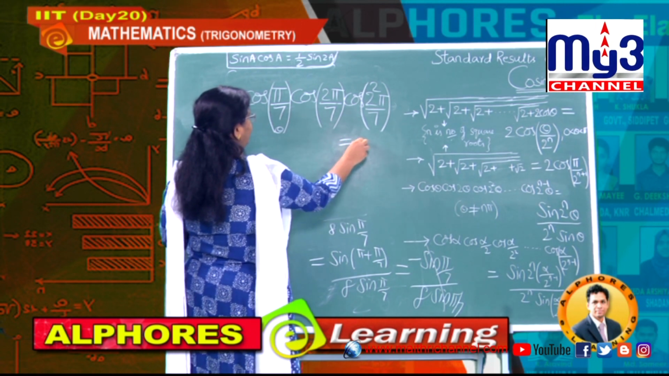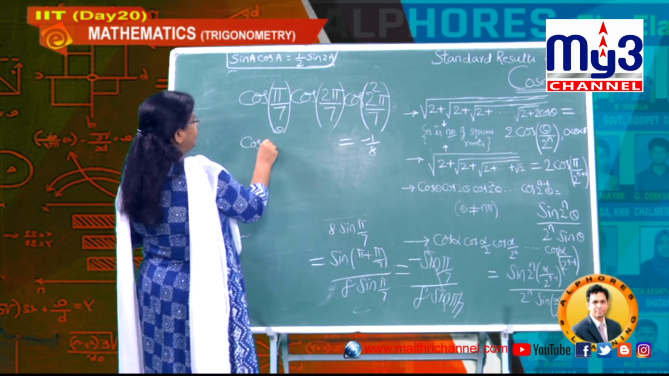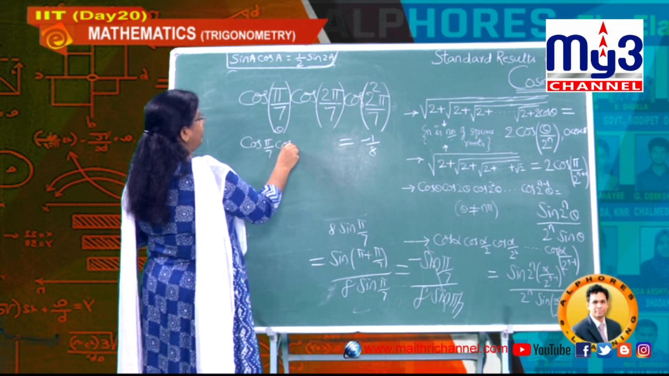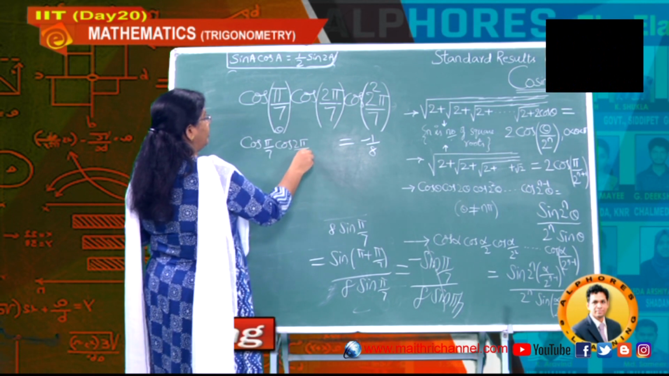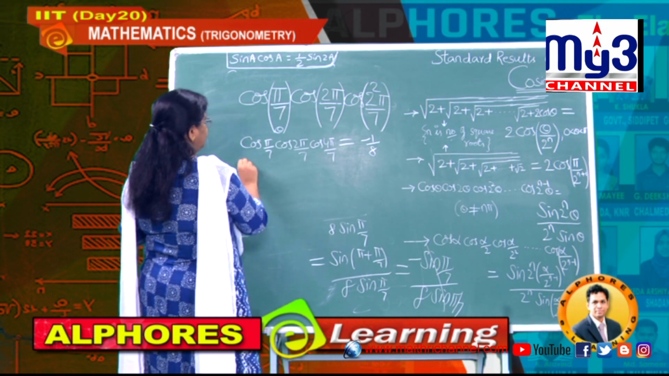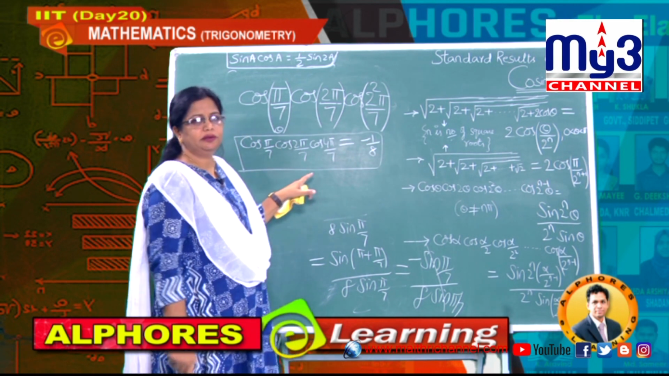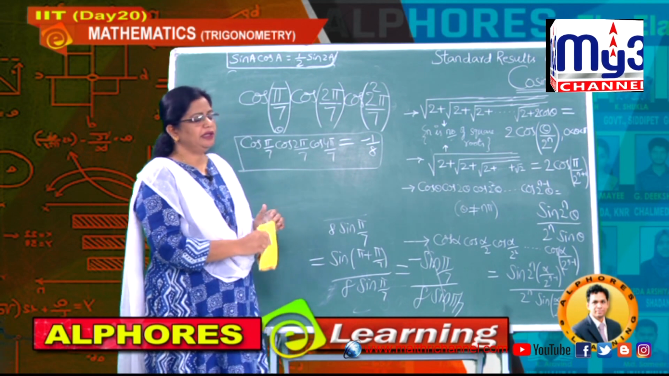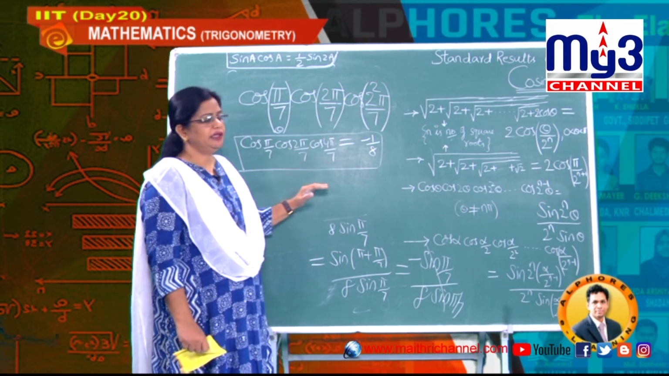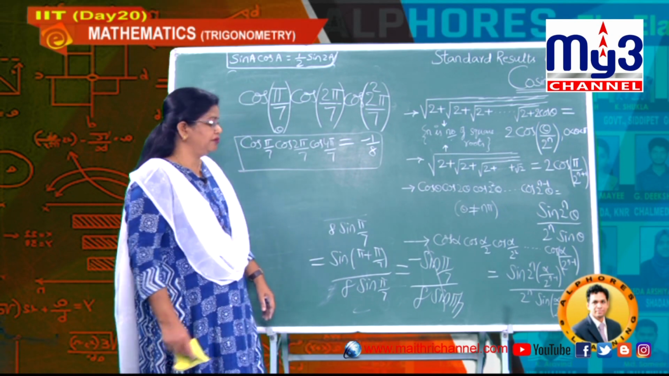Got it? Now, this is the result you got, that is cos pi by 7, cos 2 pi by 7 and into cos 4 pi by 7. Understand? So this is one of the formulas you can treat. Even if you do not immediately recollect this formula, you can write it within 1 or 2 steps.